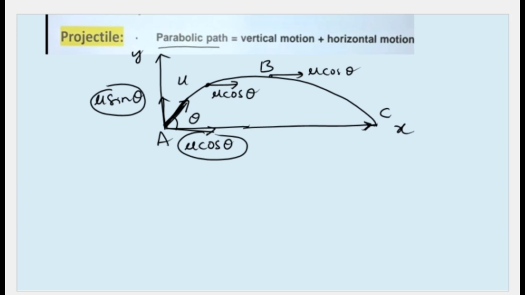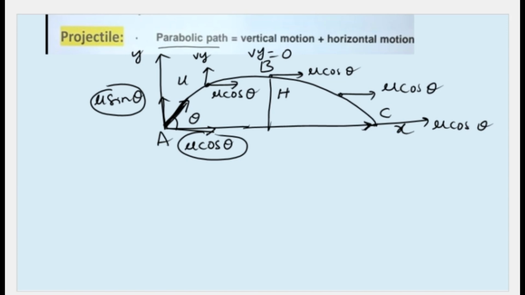At the topmost point it is also u cos theta, and here also u cos theta. When it is landing, here also u cos theta. But my dear children, the vertical component of velocity first decreases and becomes 0 at the topmost point B, and again increases during the downward motion. That means the vertical component of velocity gradually decreases, and when it reaches the maximum height, its vertical component of velocity is 0.